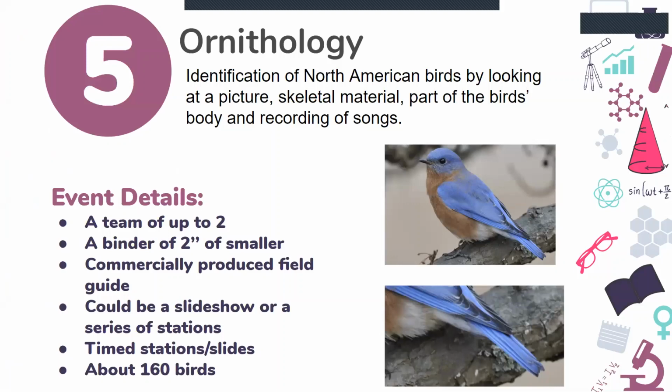So basically, ornithology is an event with a team of up to 2, and you could have a binder of 2 inches or smaller. For the binder, you would have to include about 160 birds. So it is really important that you plan out how you would organize it before you try out for the event. The binder could contain any info that you might need, and along with the binder, you could also use a commercially produced field guide. The field guide is basically like an already made binder that could help you with this event.